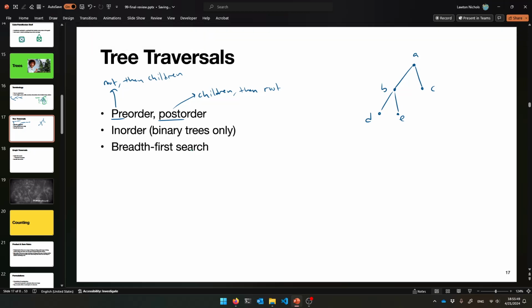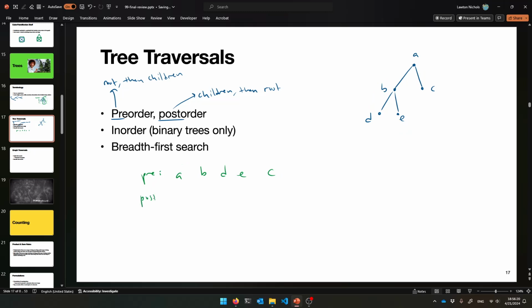Do them in green. What's the pre-order traversal on this tree? You start with the root, right? So it's root, then children. Root, left, right, essentially, recursively. So root is A, so we look at A first, and then recursively go down this side, and this guy's waiting. So now we're recursively working on this one. It's root, left, right: B, D, E. And then, so that we did root, we recursively did left, now we recursively do right, it's just C. Okay, so that's that order.